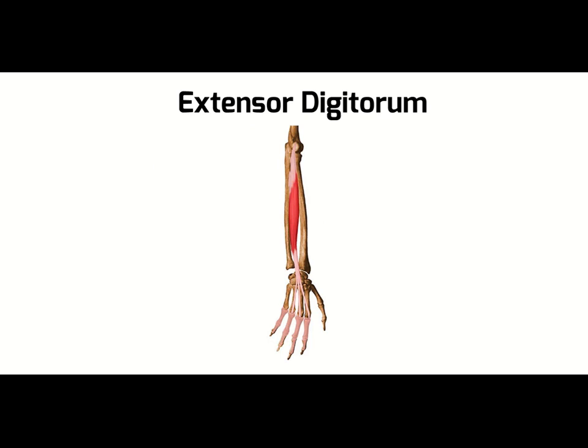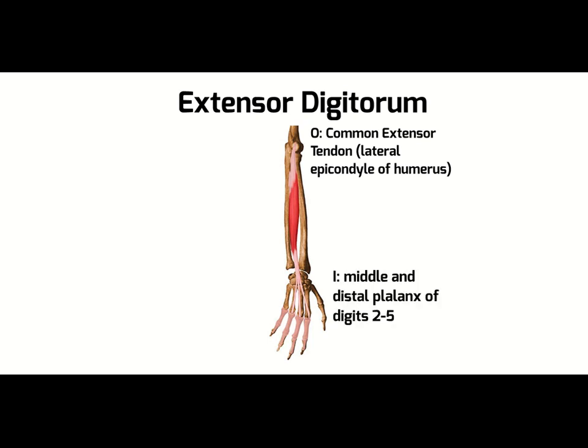The last extensor in our extensor group is the Extensor Digitorum. So this originates also from the common extensor tendon on the lateral epicondyle, just like we saw with extensor carpi ulnaris. Extensor Digitorum inserts on the 2nd through 5th fingers and onto the middle and distal phalanges. So it kind of inserts into what we would call this extensor sheath, and it runs the entire length of both of those phalanges. So again, just the 2nd through 5th fingers. It's innervated also by the radial nerve, and it causes extension of the 2nd through 5th fingers and also helps with wrist extension.